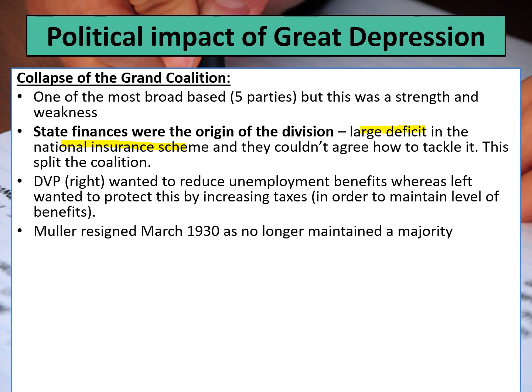The right side of the coalition, parties like the DVP, wanted to try and reduce unemployment benefits, whereas the left decided that they wanted to protect this by increasing taxes in order to maintain the level of benefits for those that needed them. Now, this essentially caused a deadlock between them, and in the end, Müller of the SPD resigned in March 1930, as they no longer maintained this majority because they couldn't push through laws because they were all disagreeing.